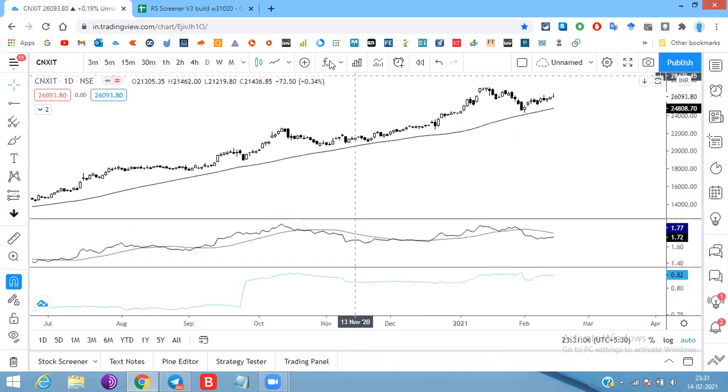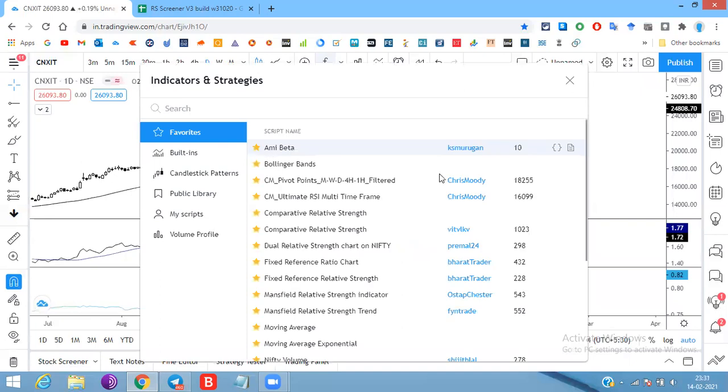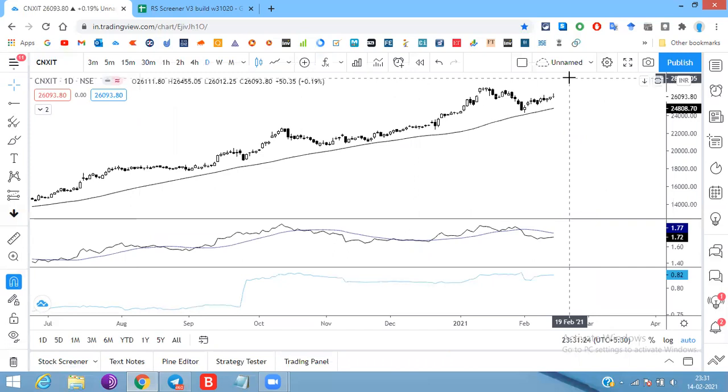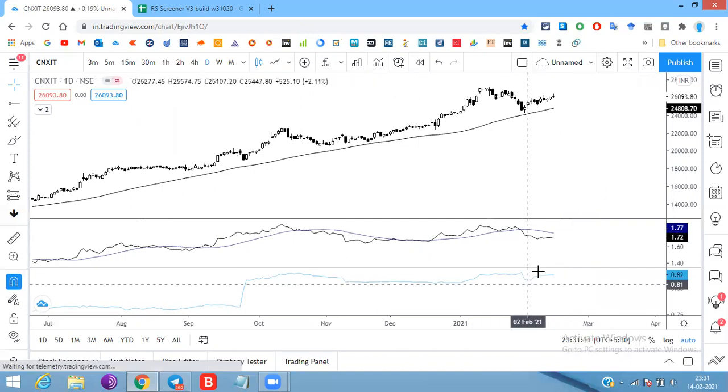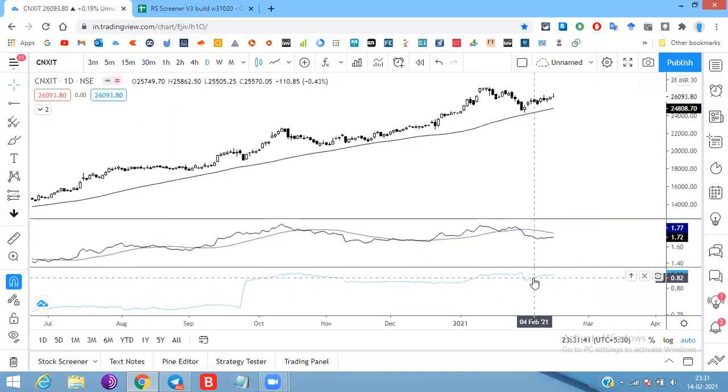AMI beta, the author of AMI beta is, I'll show you who's the author. This particular guy, KS Murugan sir, is the creator of this AMI beta. So beta is nothing but the volatility. We compare the volatility of a stock to Nifty. So right now my benchmark is Nifty. So below 1.2, the sector is considered a low beta sector, and above 1.2, on an average about 1 and 1.2, above 1, the sector is considered a high beta sector.